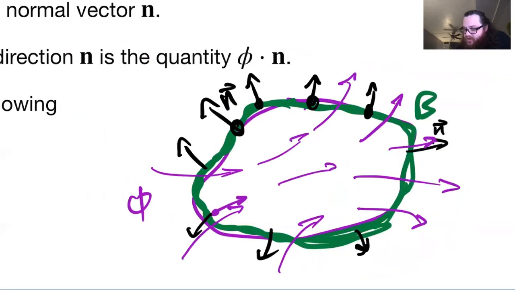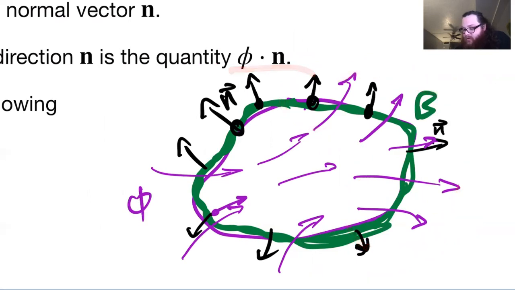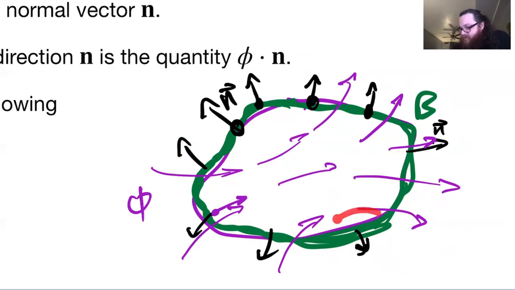So looking at this, especially around here, if you compute phi dot n, phi dot n will be roughly positive. Around here, phi dot n will be negative. And then probably here and here, phi dot n will be about 0, just because these normal vectors are pointing like that, and phi is pointing like that. So phi and n are going to be roughly orthogonal, but anyways.